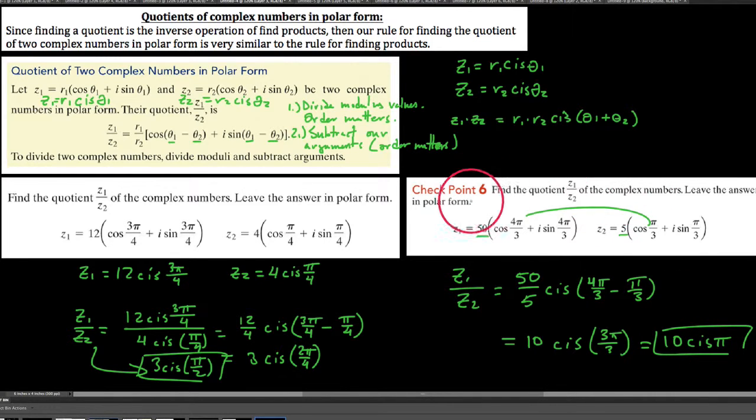One thing I want to point out here is that it does ask us to leave our answer in polar form. As we work further into these videos, we're going to work on taking our answers that we get in polar form and converting them back into rectangular, or what we call standard form.